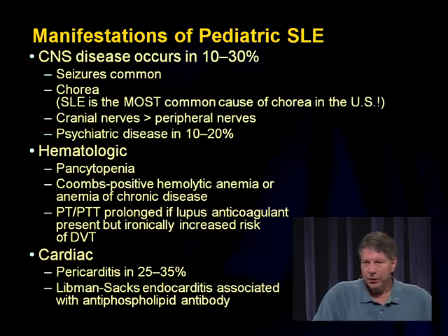Commonly, they'll have seizures associated with CNS disease, and they may present with psychiatric disease. So you just want to keep that in the back of your mind. If a girl's been normal and now suddenly has a psychiatric illness, and particularly if they say she's an African-American girl, then be very suspicious that they're trying to get you to think lupus. The hematologic things are very common: anemia, low white count, low platelet count. And then cardiac disease, pericarditis is fairly common in this age group as well.